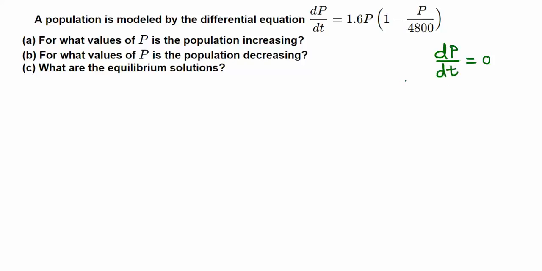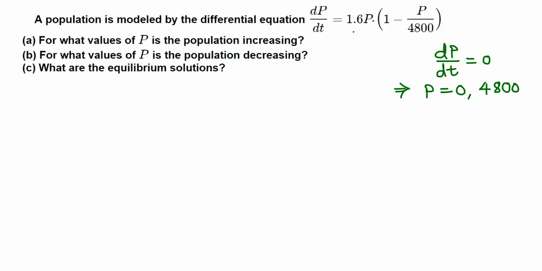This is 0, which implies the right hand side is 0, and the right hand side is a product of two functions. So either 1.6p equals 0, that gives p equals 0, or 1 minus p over 4800 is 0, and this is going to be 0 when p equals 4800. How? 4800 divided by 4800 is 1, and 1 minus 1 is 0, so 4800.